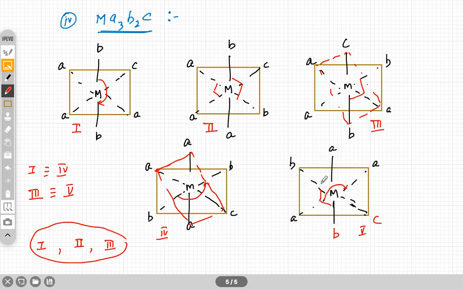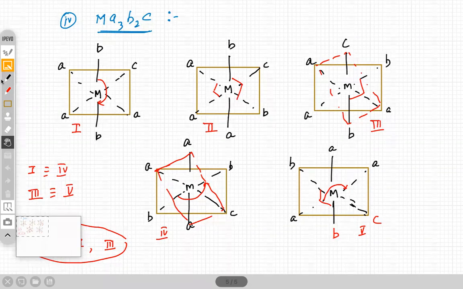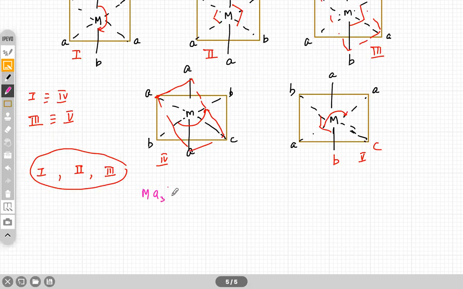Now the problem is that this kind of question, if you try to solve by this method, takes a lot of time in the exam. So what is the best way you need to do here? This is the method you are going to use in the exam. You don't have to draw these structures. It takes a lot of time. Just consider the molecule we have here, MA3B2C.